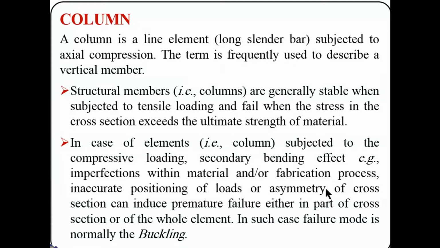So asymmetry means that the beam is not prismatic, the cross section is not constant throughout the length, and inaccurate positioning means that instead of a concentric load, we have an eccentric load, which has a certain eccentricity.